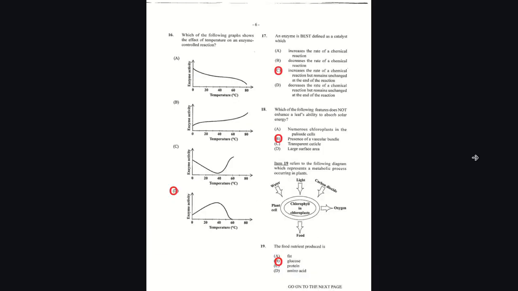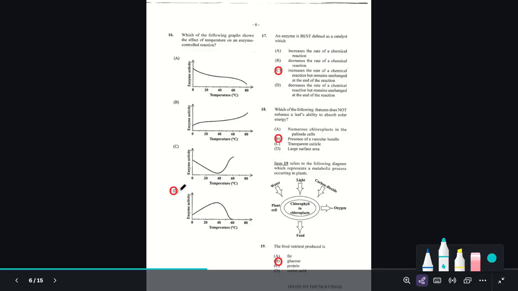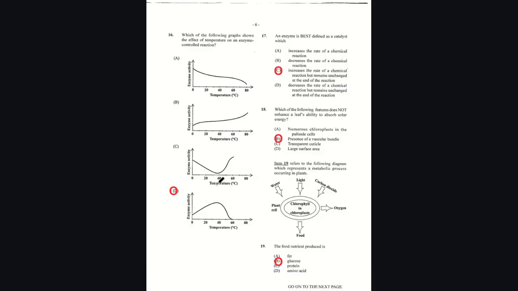Alright, now number 16. Which of the following graphs show the effect of temperature on an enzyme controlled reaction? Based on how these graphs look, the answer is going to be D. This answer is correct because once enzymes get to a particular temperature, they will start to denature and their activity will basically drop. It will go down.